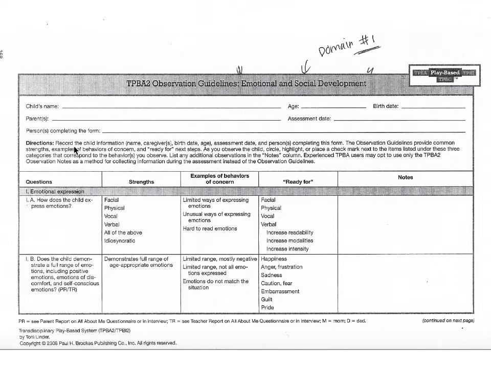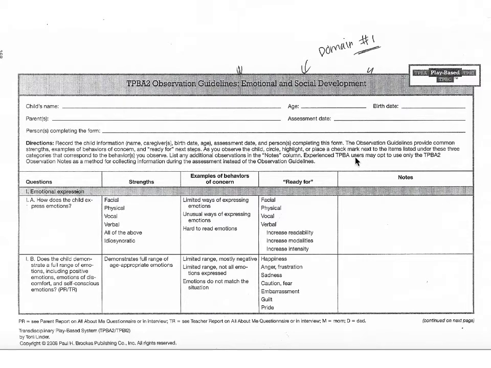Direction here: record the child information, name, caregiver, birthday, age, assessment date, person completing this form. This observation guideline provides common strengths, examples of behavior of concern, and ready for next steps. As you observe the child, circle, highlight, or place a check mark next to the items listed under these three categories that correspond to the behaviors you observe. List any additional observations in the notes column.